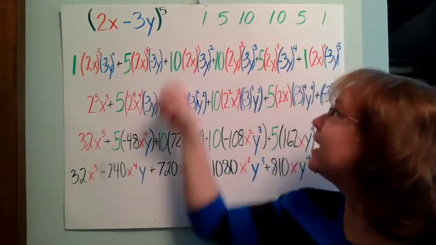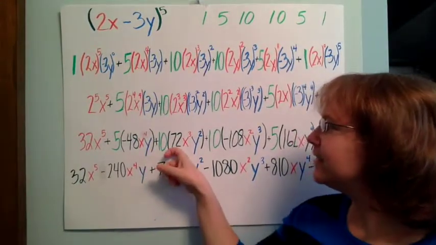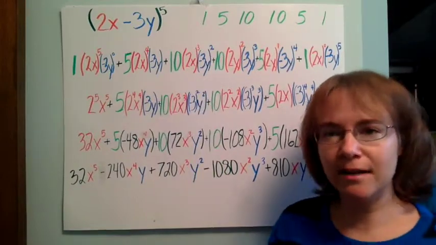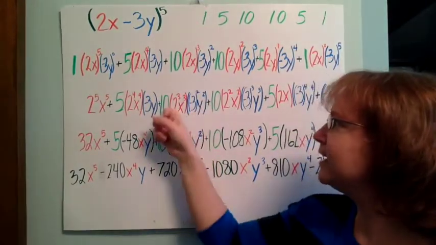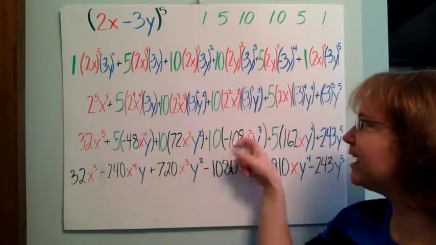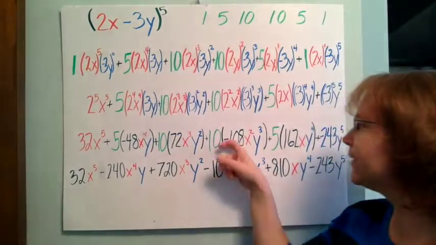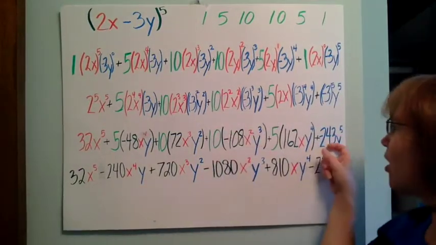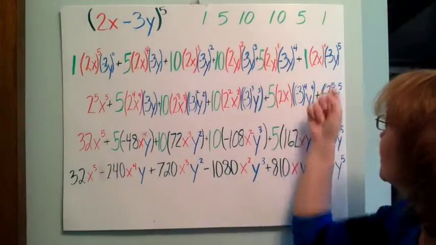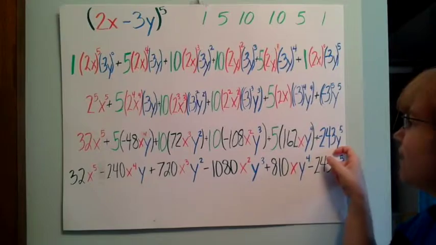I still have my 5 from my Pascal's triangle. Plus 10, 72, I just took 2 to the 3rd, and negative 3 squared. Negative 3 squared is going to give you a positive 9, times an 8 is 72. Same thing down here. Notice I have a negative number because I have negative 3 to the 3rd power, so that's a negative 9. Multiplied them together all the way down here until I get to negative 3 to the 5th power, which is going to also be a negative number. So that's negative 243 y to the 5th.